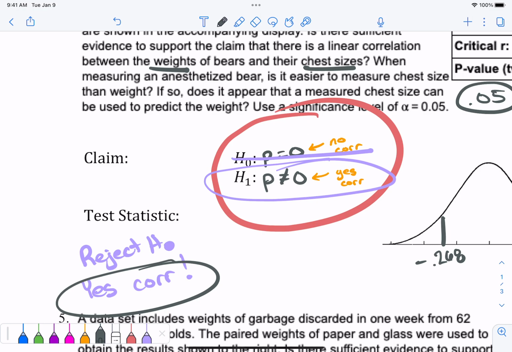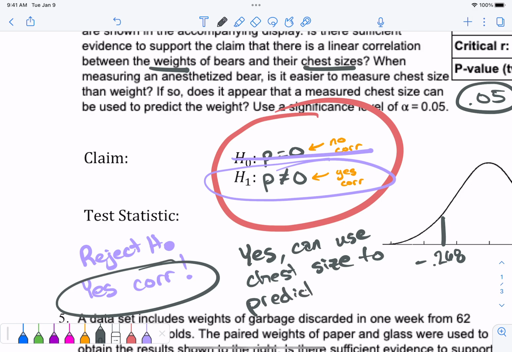Probably, because they are correlated, so we could come up with a formula, and that's exactly what we're going to do in section 10.2. We're going to use the formula to spit out the different values. So does it appear that measured chest size can be used to predict weight? Yes. Can use chest size to predict weight. It won't be exactly the same, but it'll give us a pretty good idea of how big that bear is. If you tell me the chest size, I can pretty well tell you how much that bear weighed. Not in all cases, right?